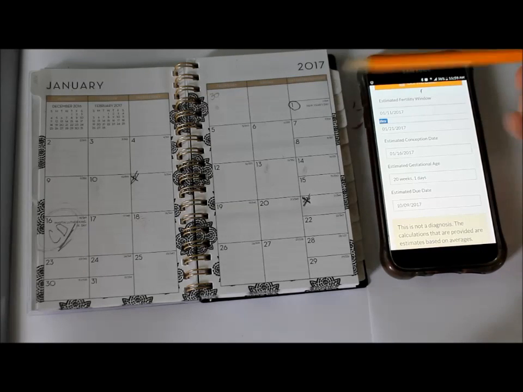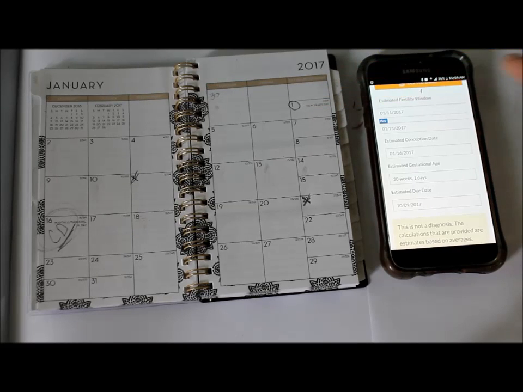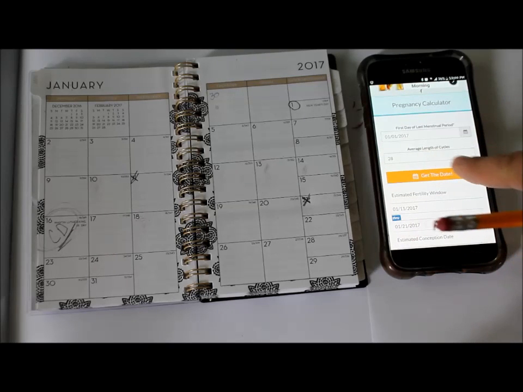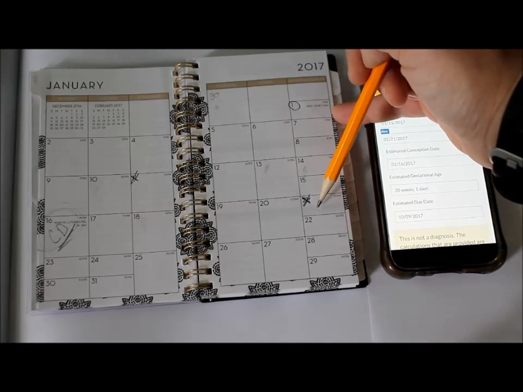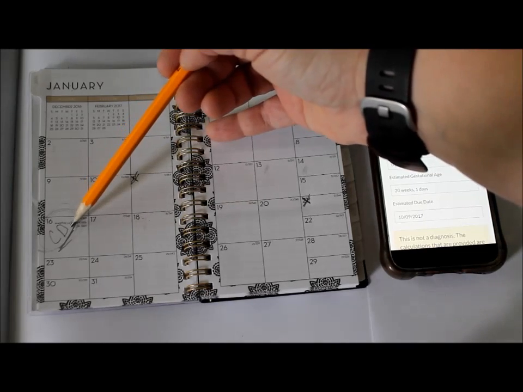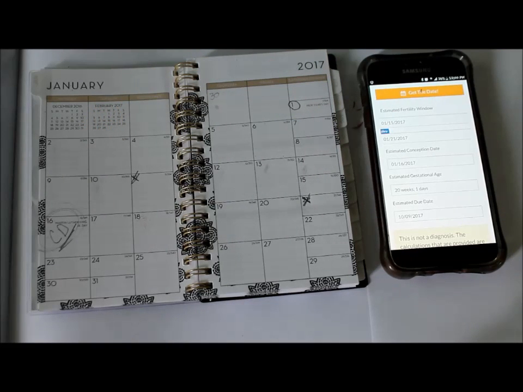So again, my last menstrual date, I have it circled. I plugged it into my pregnancy calculator. I adjusted for average length of cycles. I got my dates, my estimated fertility window, I marked on the calendar. My estimated conception date, I marked here. And then I plugged in any time of potential intercourse. That is how you find the possible estimated dates of conception.